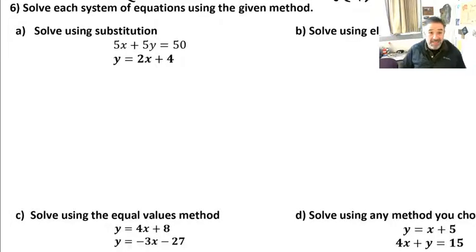Okay, our last question for this study guide is number 6, and it really is the heart of chapter 6. It's what we've spent the most time doing. We are given 4 different systems of equations, and we're asked to solve them using the given method. So I'm giving you the method. I'm asking you to use that method to solve that system.